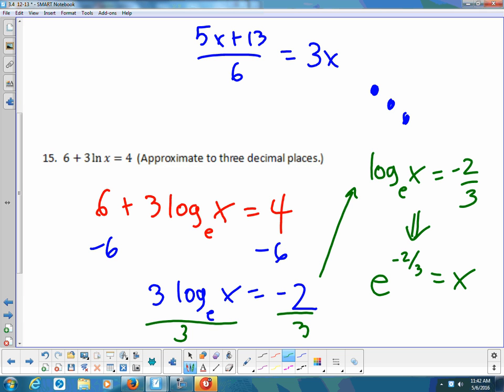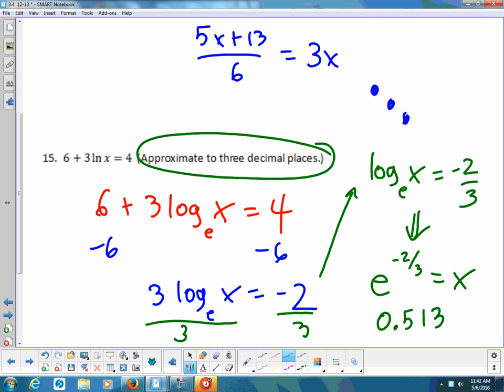But you can always get a decimal approximation for that as well. And it did say approximate to 3 decimal places. So what would that be? 0.513. Do people agree with that? Yeah. So x is approximately equal to 0.513.